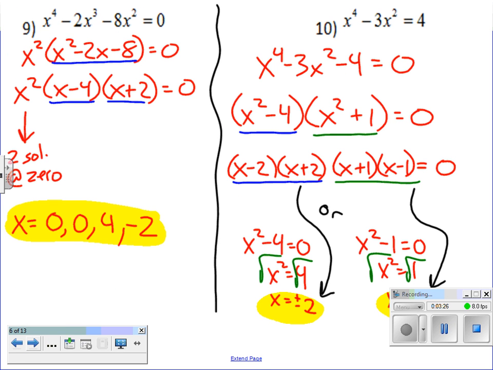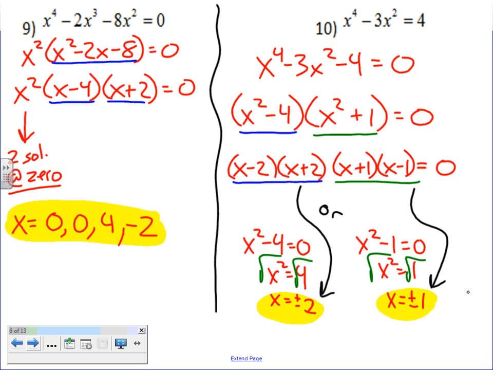Question 9, notice when I take out an x squared, what we have here is 2 solutions at 0. So you have 3 answers, 0, 4, negative 2. But since we have x to the 4th power, that 0 happens twice. And we'll see this when it comes to graphing. So I just want to note that we can't account for all 4 solutions. There's actually 2 solutions at 0. We'll see that more in graphing.